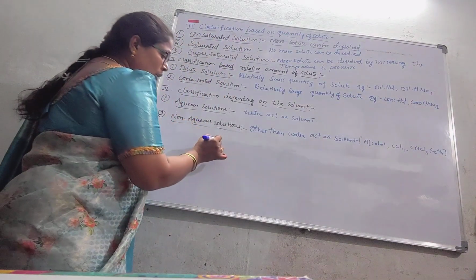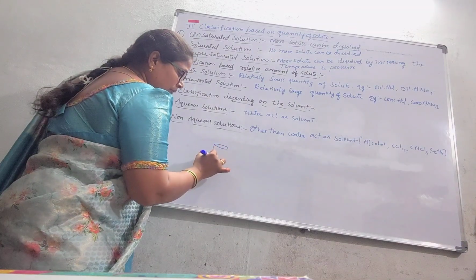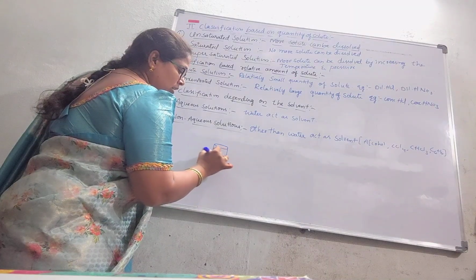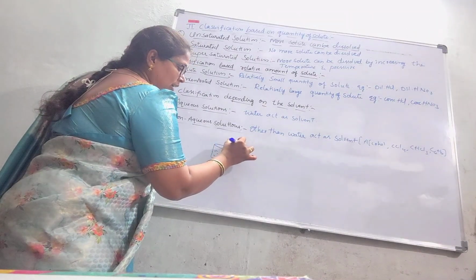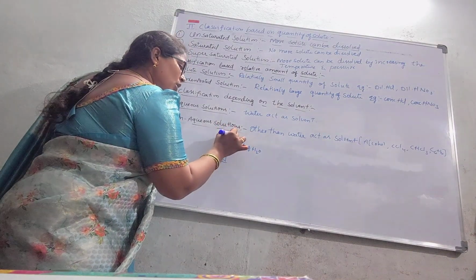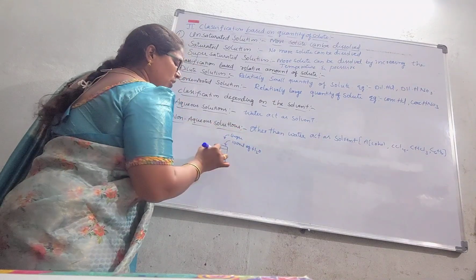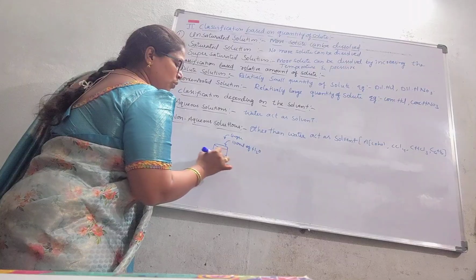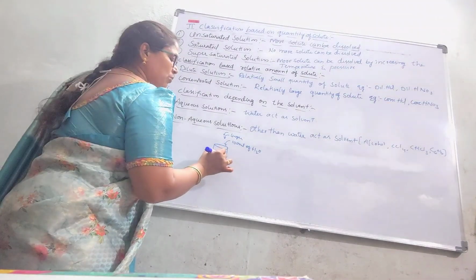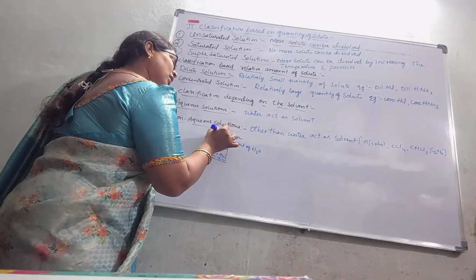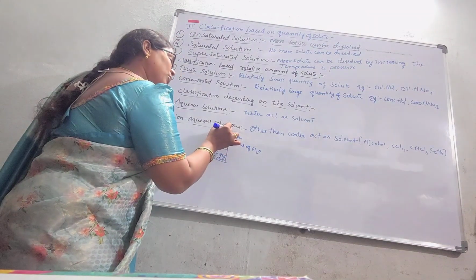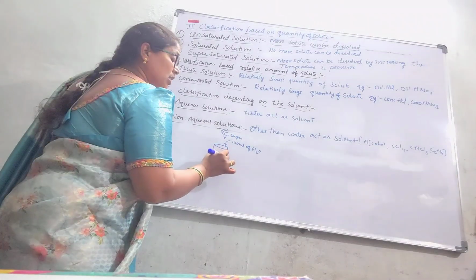For example, take one beaker. In this, take a few ml of water, maybe 100 ml of water. In this, add one spatula of sugar. Sugar is a solute, so it will dissolve in the water. Again add one more spatula of sugar, that also will dissolve. Again we add one more spatula, that also dissolves.